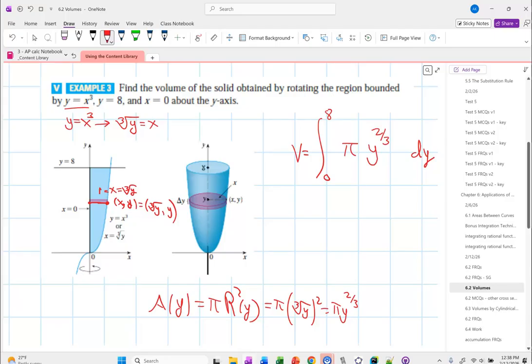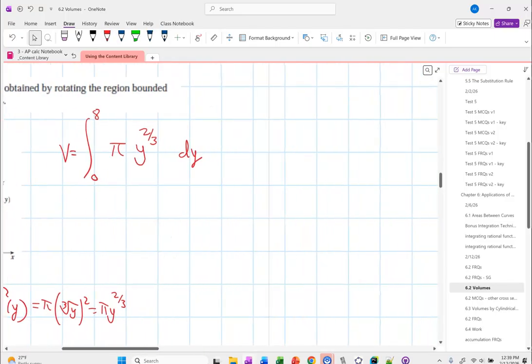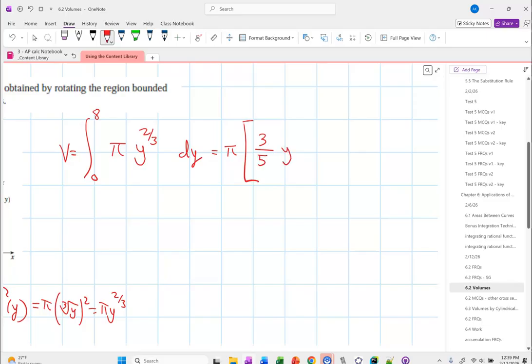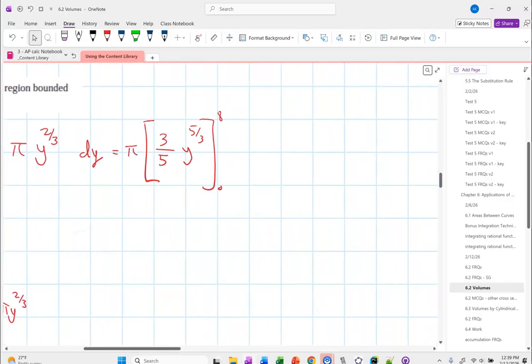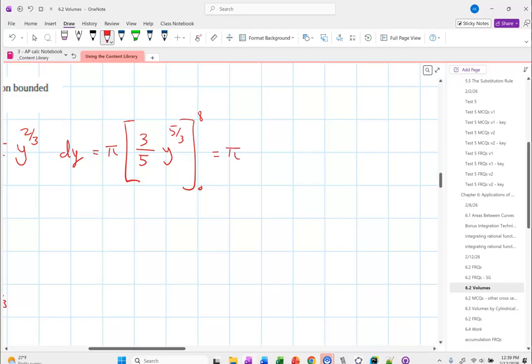So far, so good. Okay. Now we just evaluate our integral. So I'll pull the pi out. The antiderivative of y to the 2/3 is... oops. That's an 8. Well, good. So we evaluate.